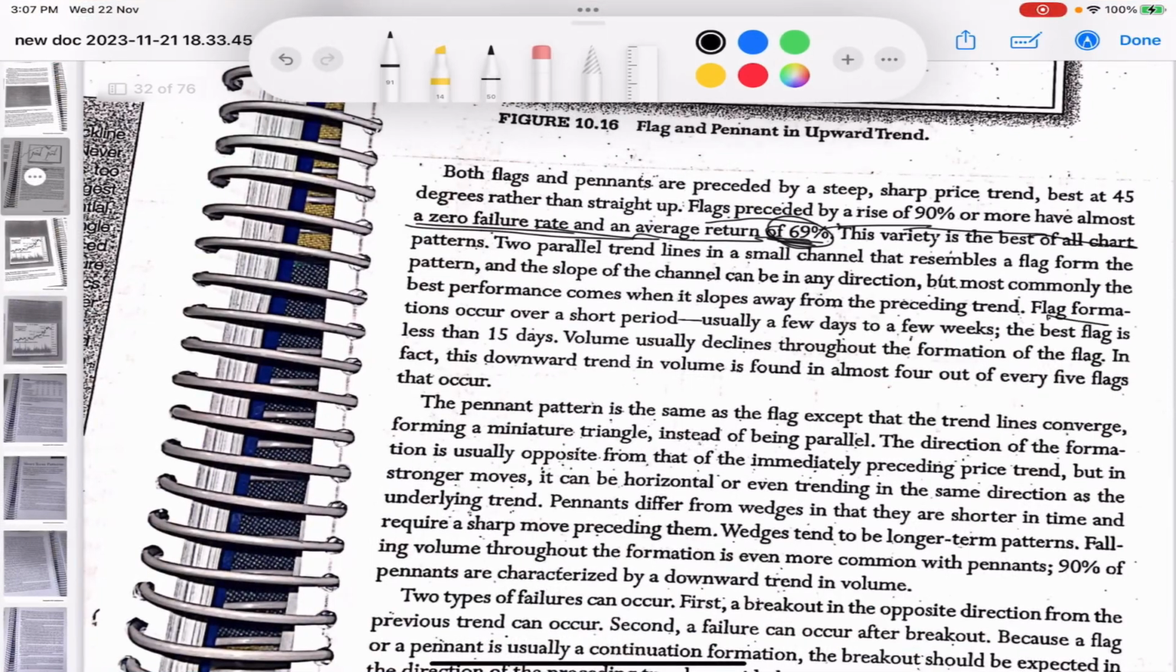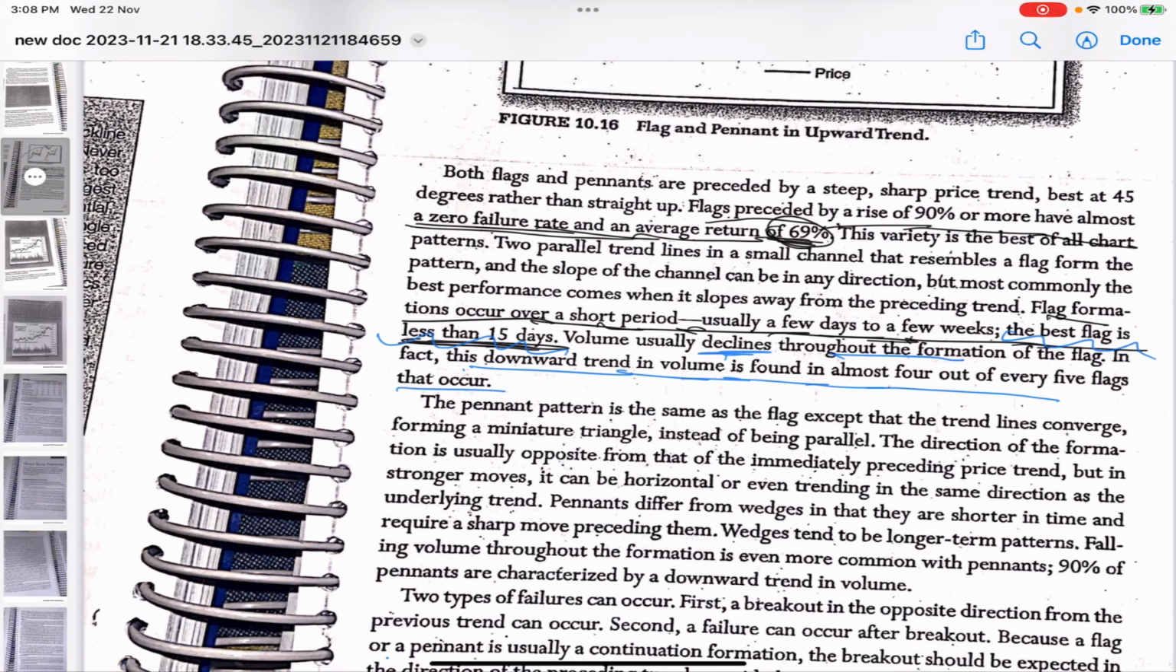So flag formations occur over a short period, usually a few days to a few weeks. The best flag is less than 15 days. So keep this in mind that the best flag is always when it occurs within less than 15 days. Volume usually declines throughout the formation, and when there is a breakout, then you need a higher one. In fact, this downward trend in volume is found in almost 4 out of every 5 flags that occur.